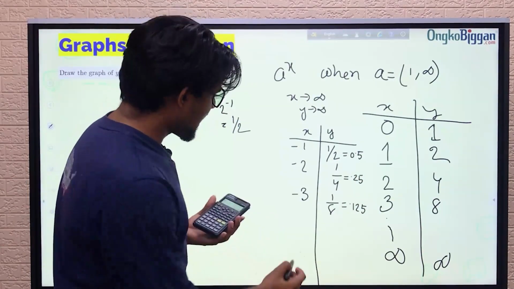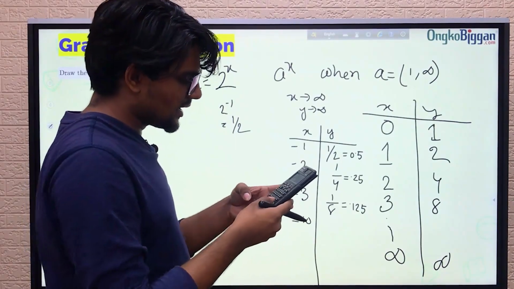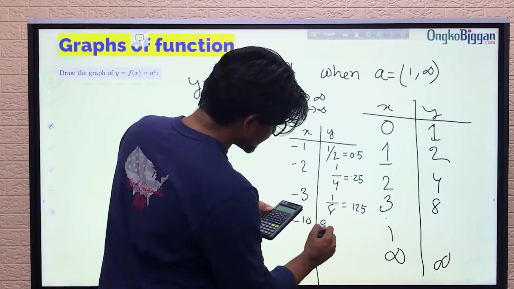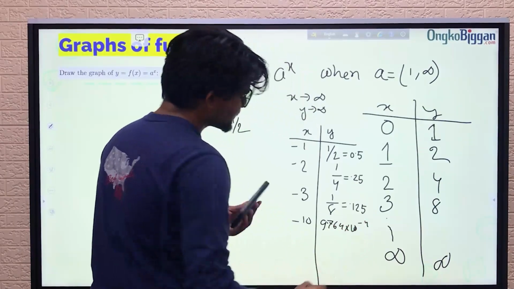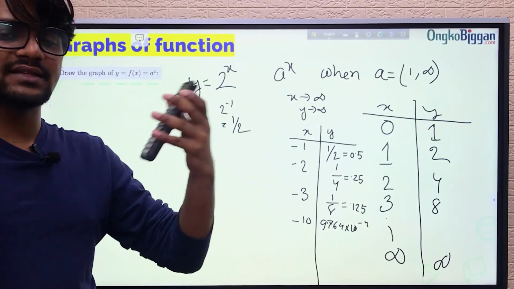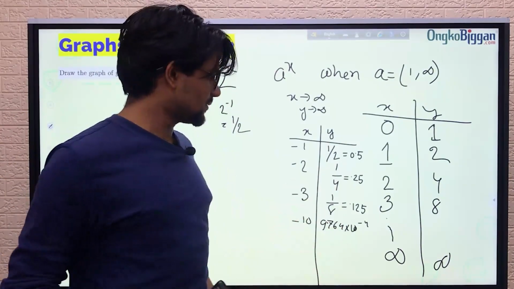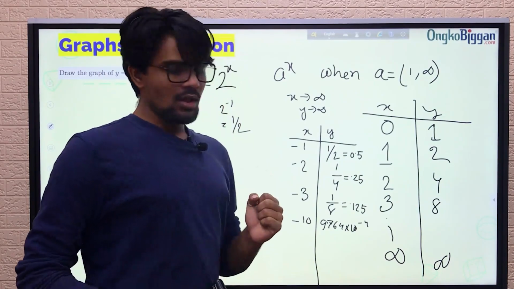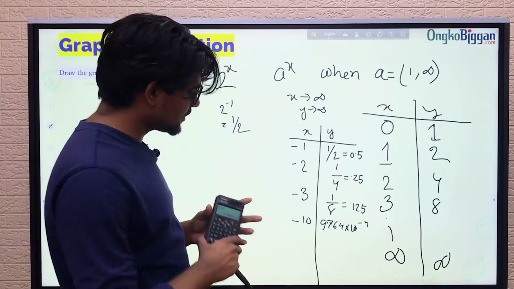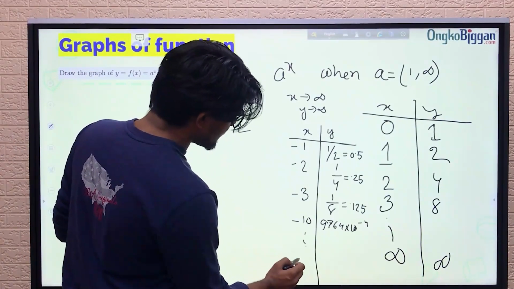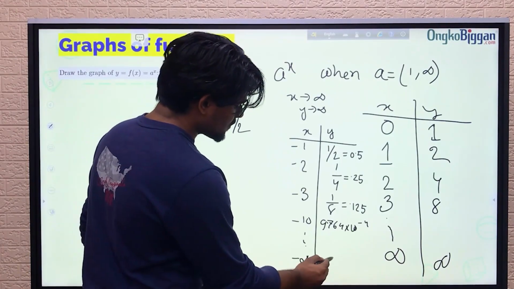So we take minus 10. If we take minus 10, we get 2 to the power of minus 10, which is 9.764 into 10 to the power minus 4. So see, if x is decreasing, that is x is moving in the negative direction, the value of y is also decreasing and gradually becoming close to 0. That is, if x becomes minus infinity or very close to minus infinity, we will get the value of 0.